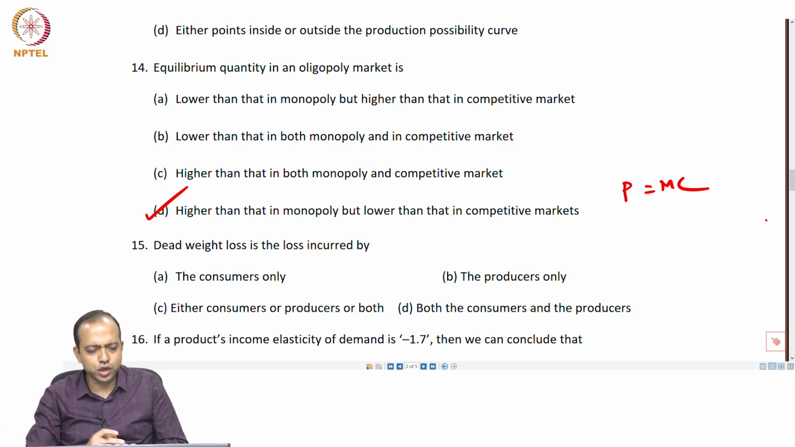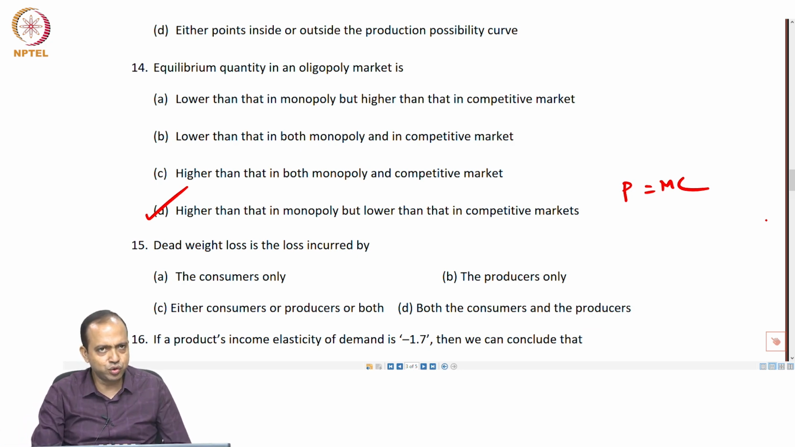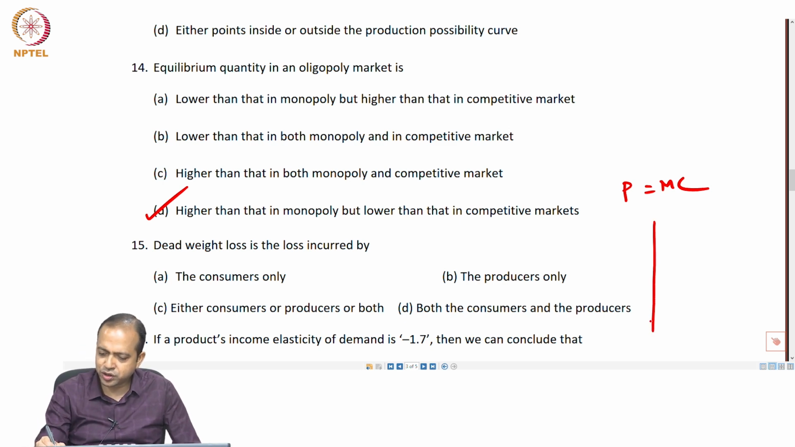Deadweight loss is the loss incurred by the consumers only, producers only, either consumer or producer, or both consumer and producer. Now, deadweight loss is a situation you can think of.